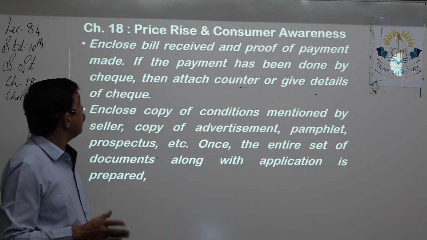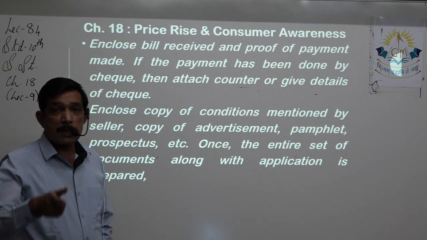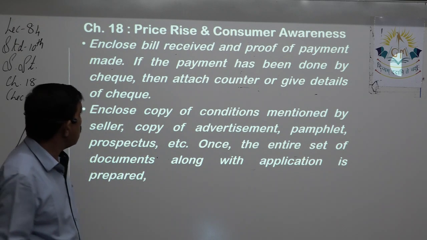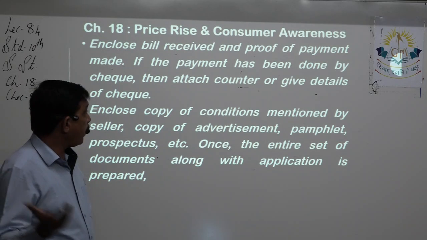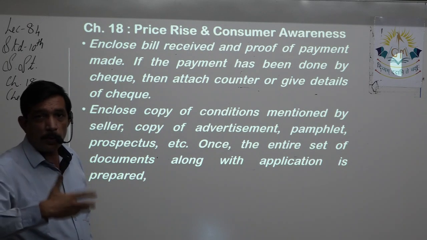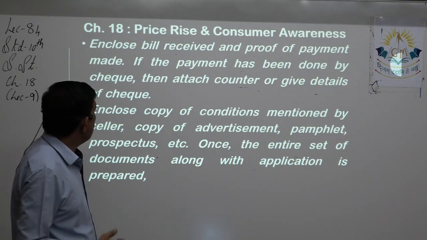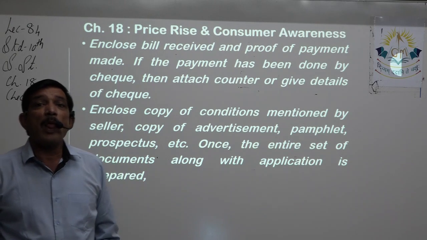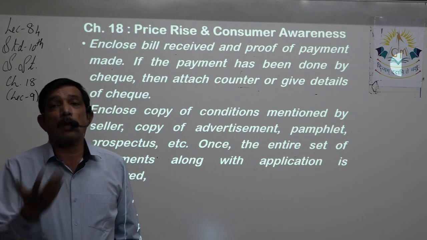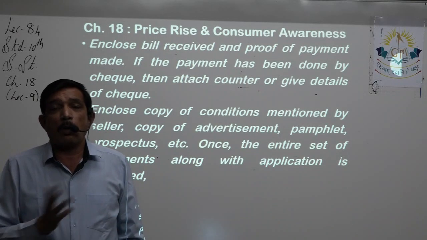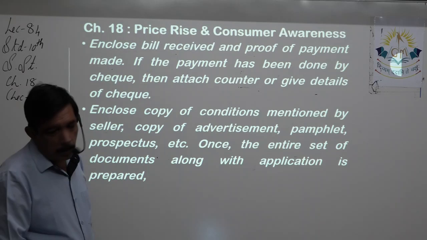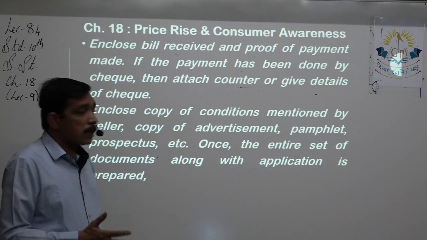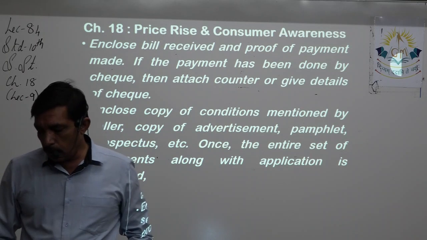Enclose the bill received and proof of payment made. If done by check, then you have the counterfoil, right? If you have done it through the bank, the bank statement will also work. So you have lots of ways to prove that you have paid. If you have paid in cash, he must have given the receipt. So that is also proof. If made by check at a counter, give the details of the check. Enclose a copy of the conditions mentioned by the seller, what he gave you, what he did not give you. He did not sign the warranty, guarantee, right? Whatever the case is, attach a copy of the advertisement, pamphlet, prospectus, etc. Once the entire set is ready, give it with the application.